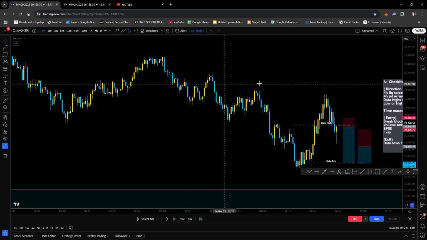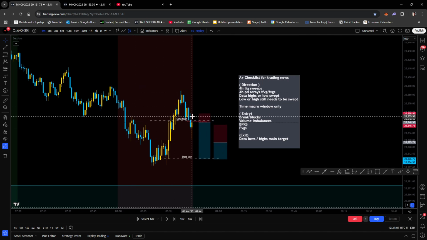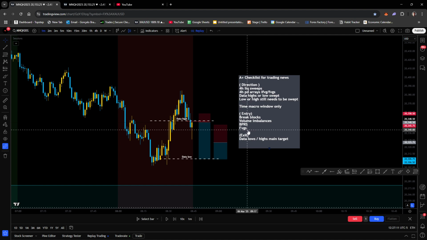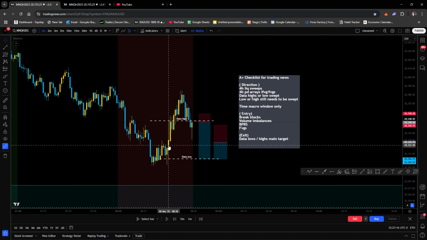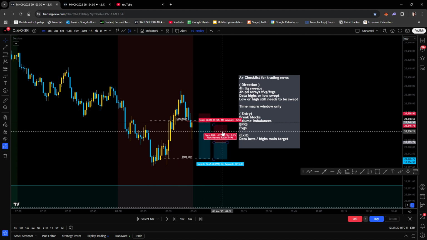So going back to the macro window, today we're trading the pre-market open macro, which is from 8:45 till 9:15, and this is only valid once we have 8:30 news and it's red folder. If it's not red folder, you do not trade this macro because it's not volatile enough. Okay, we want high probability trading conditions.